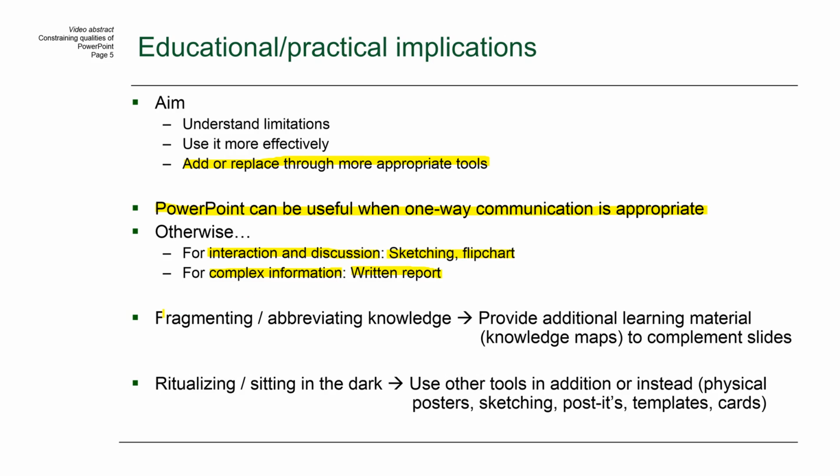Here are two strategies, and there are more in the discussion section of the paper, for how to overcome those constraining qualities. In terms of fragmenting and abbreviating knowledge, you want to provide additional learning material, like a knowledge map that shows the larger context of the presentation slides that your audience can relate to. Or if you want to get away from the constraining quality of visualizing and sitting in the dark, you might want to use other tools instead or in addition, like physical posters, sketching, post-its, templates, or cards.